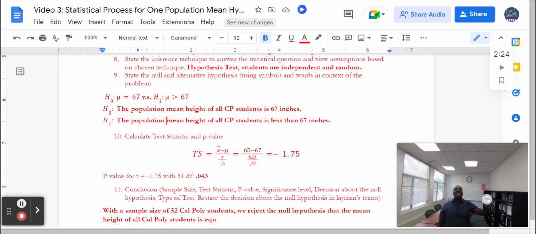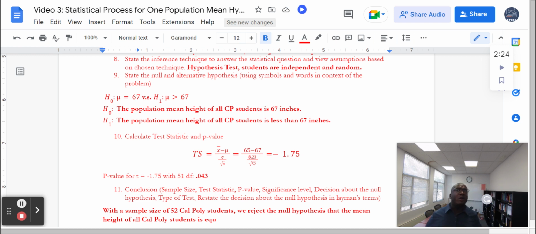The next big thing is the test statistic, right? The test statistic here tells us how many standard errors x bar is from mu. How far is 65 from 67 in terms of standard errors? Here we get a test statistic of negative 1.75. That tells me how far the sample mean is from the population mean. And here that tells me that it's not that far. Our degrees of freedom is 51, I believe, yes.